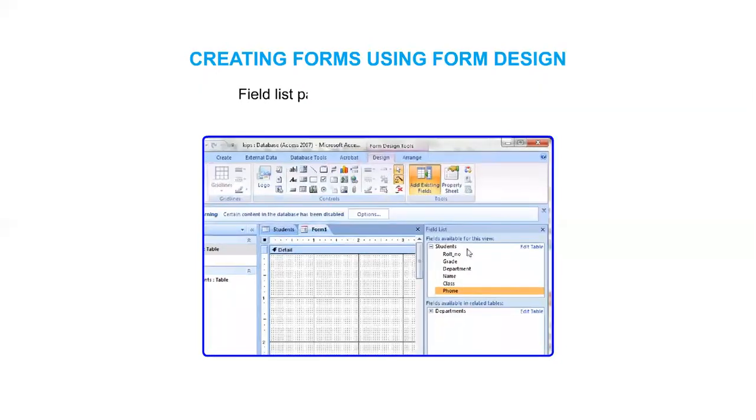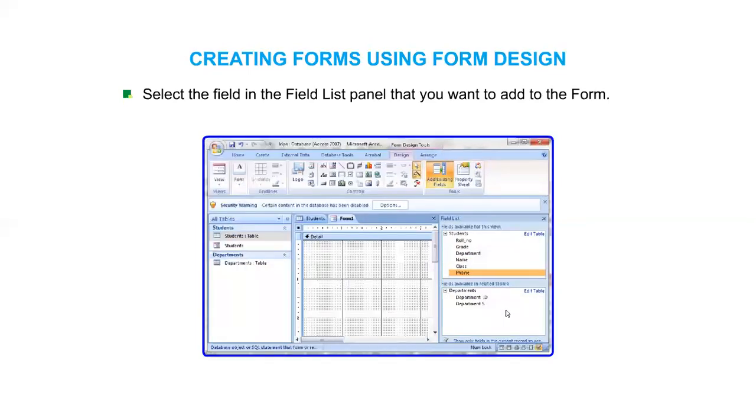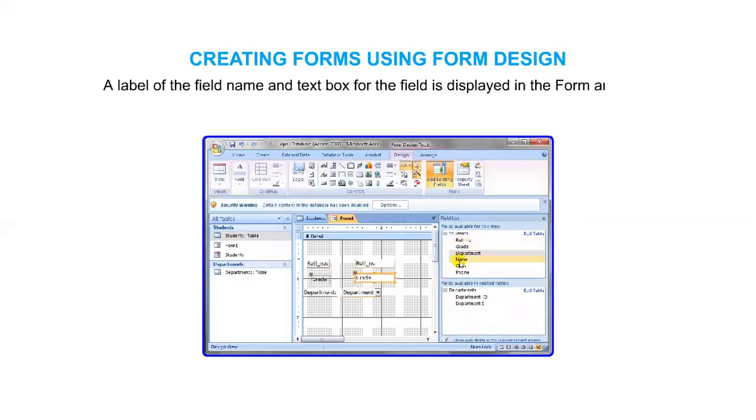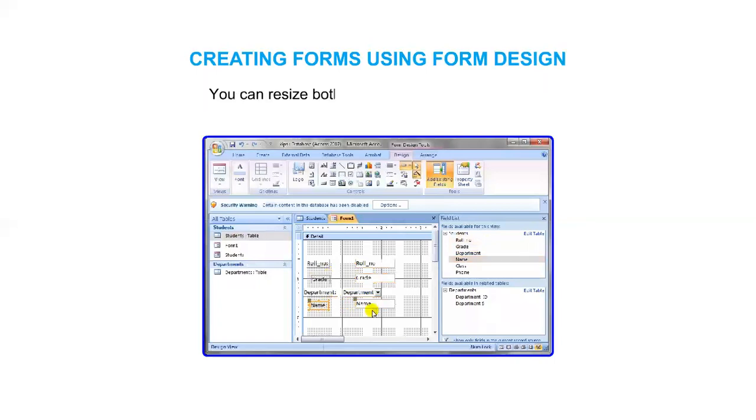Field List pane appears in the right side. You will find a list of available fields of the selected table. Select the field in the Field List panel that you want to add to the form. Hold down the mouse and drag the selected field to the form where you want to place it. A label of field name and text box for the field is displayed in the form area as shown in the figure. You can resize both the field label and text boxes.